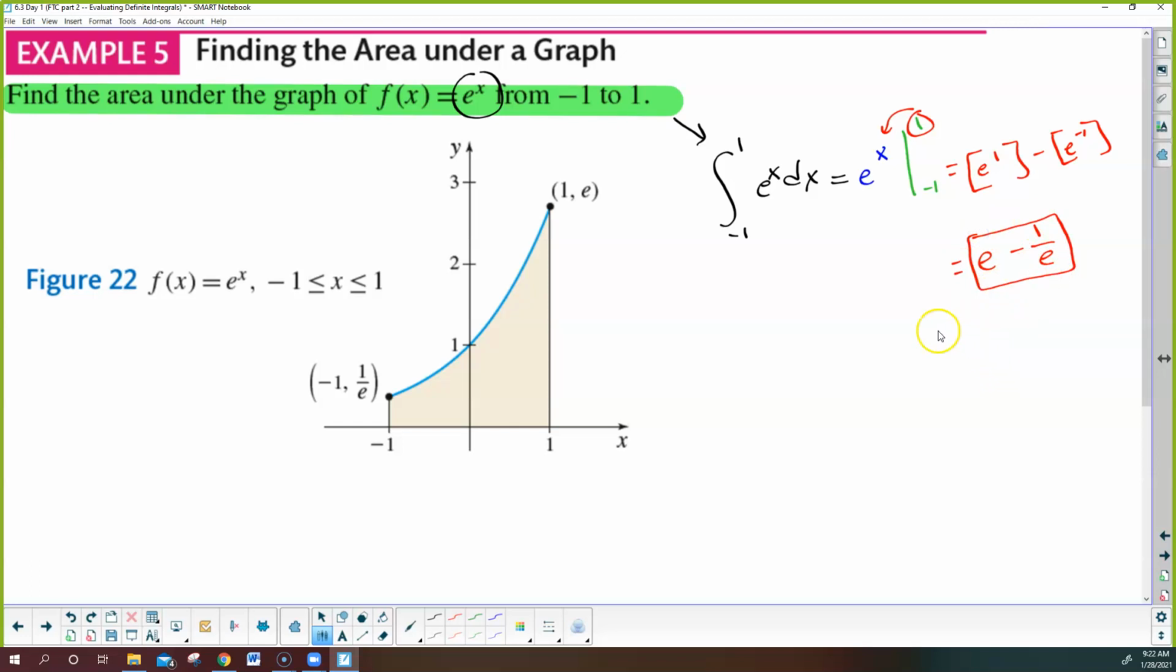I mean, I could grab a calculator, but that's a number, right? That represents area under this curve. So they can creatively ask you problems to do this. Find the antiderivative, evaluate the bounds, and it's the same work.